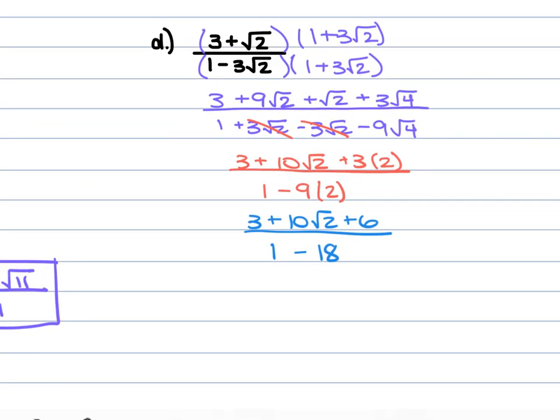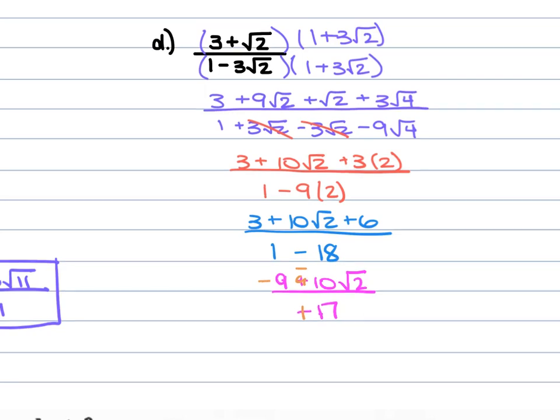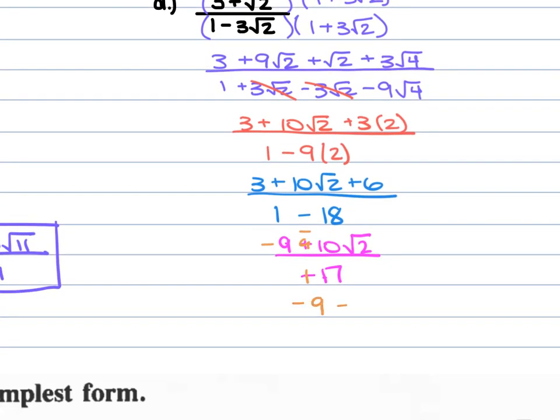The 3 plus 6 is 9, plus 10 square root 2 all over negative 17. We switch the signs here. So this is negative 9 minus 10 square root 2 all over 17.